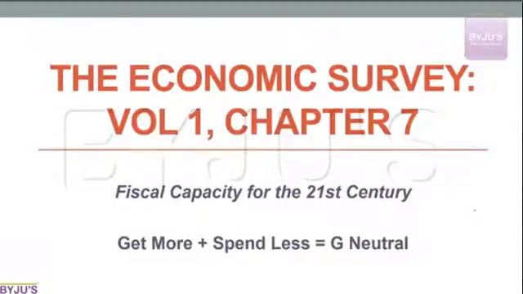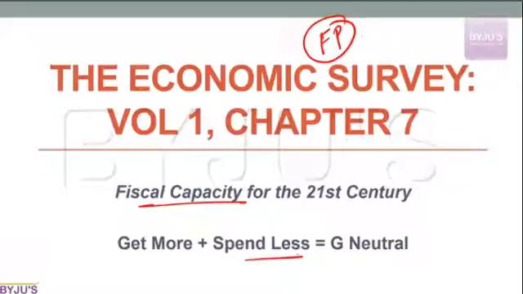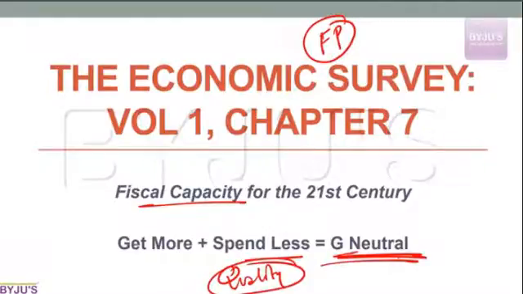Now we move on to the chapter 7 discussion. Here the chapter 7 discussion is basically about fiscal capacity, the fiscal policy. So chapter 7 is about fiscal policy. Now, with fiscal policy, the idea is again how to get more or be more effective by spending less, or the quality of spending. So what is the government's plan about the fiscal policy?